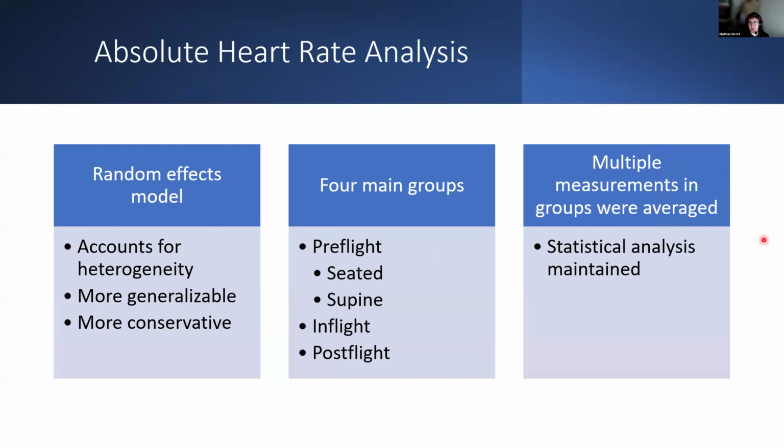I'll quickly describe the methods behind the upcoming analysis for the absolute heart rate analysis we did. Here we have a random effects model to account for the heterogeneity between the studies, as it's typically more generalizable and more conservative than the fixed effect model. We also had 4 main groups or time points being evaluated. We had pre-flight, which included both seated and supine, as these values were not always similar, so we decided to separate them. We had in-flight values, and then we had post-flight values.